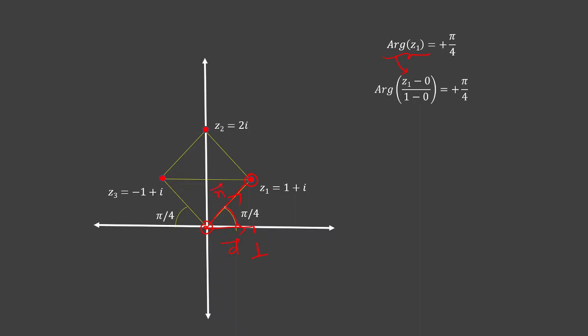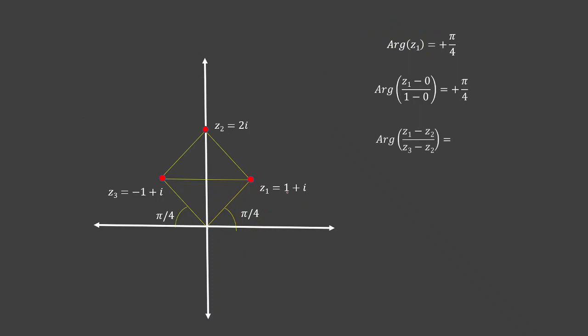You will move from the denominator vector towards the numerator vector by matching their tails first, and then you can see that this angle is pi by 4 anti-clockwise. That's why we are reporting it as plus pi by 4, right?